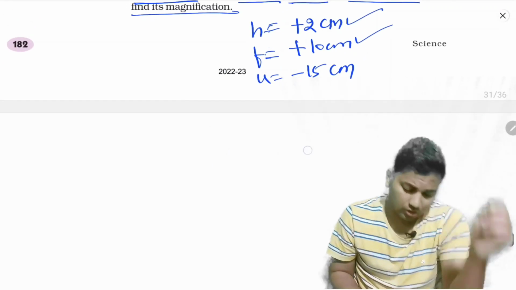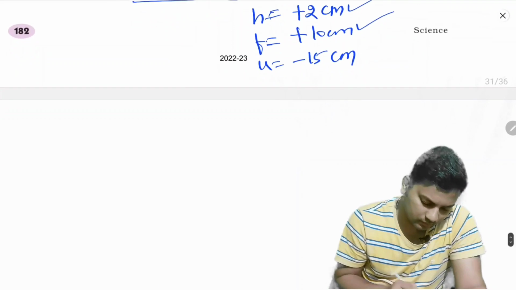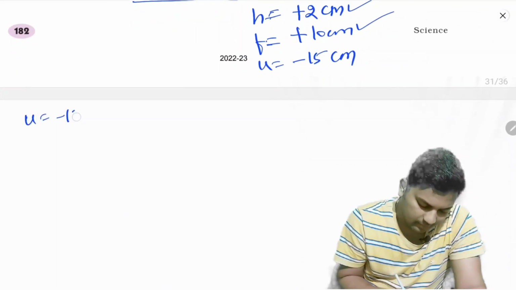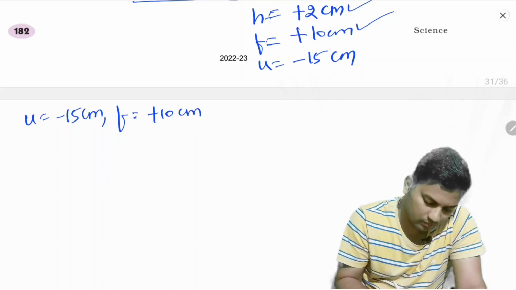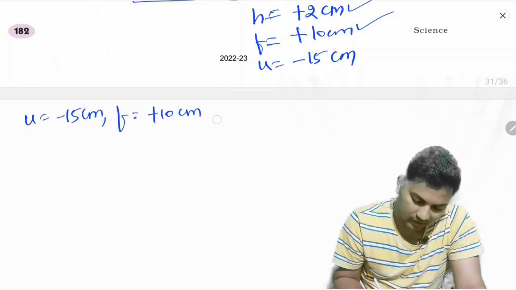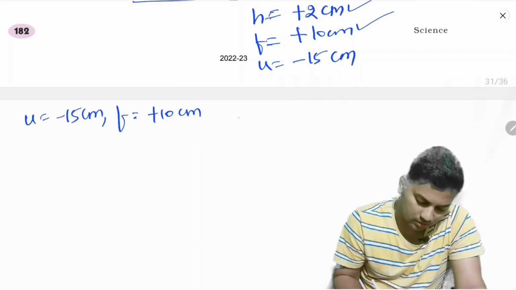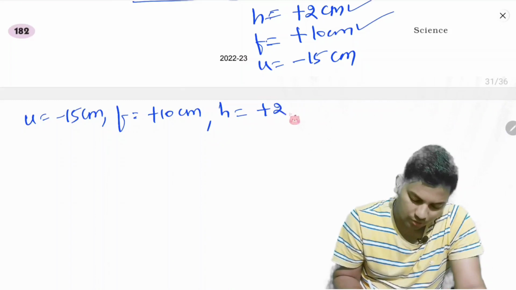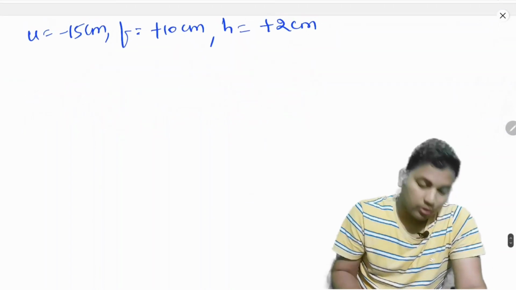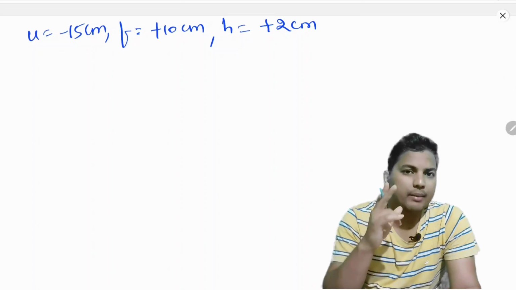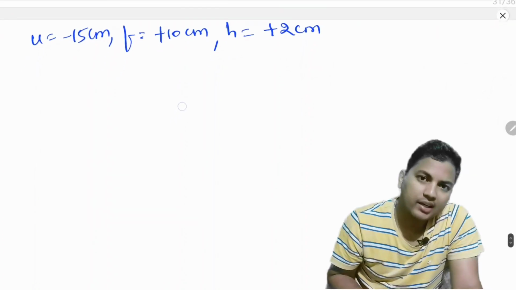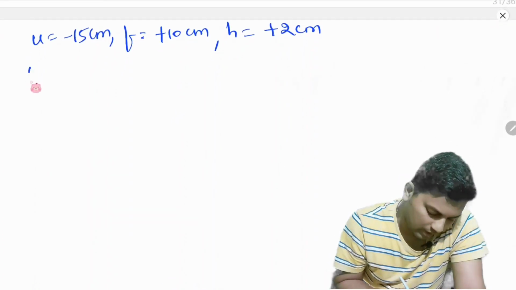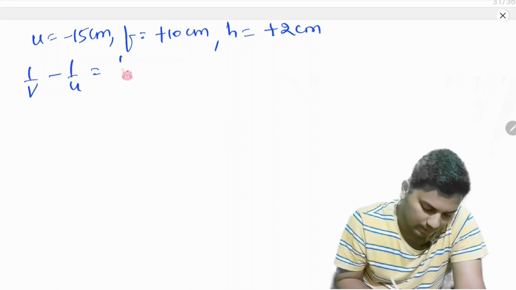Okay guys, so now what is given here? h is given as plus 2 centimeter, u is given as minus 15 centimeter, f is given as plus 10 centimeter. Clear? Now what will we use? The lens formula, that is 1 by v minus 1 by u is equal to 1 by f. What to find? The value of v, that is the image distance.